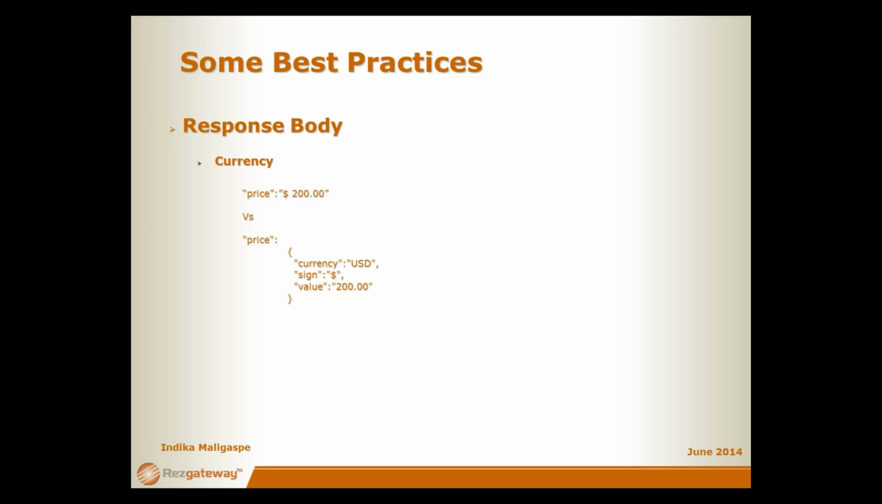Whereas if we can break it up and send a price element as a parent element, and then have the attributes about that price, for example, what is the currency? USD. What is the sign to show? Dollar. And what is the value? 200. Now using this, I can manipulate my price, I can do multi-currency, I can do calculations, whatever I want with this set of information. If I want to convert this to euro, I know I'm getting USD, so I can just convert to euro.